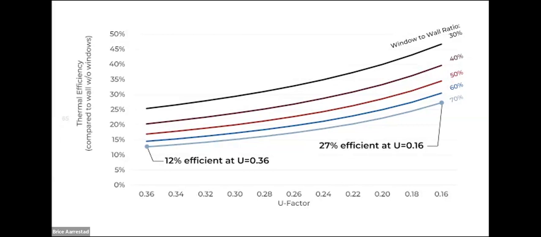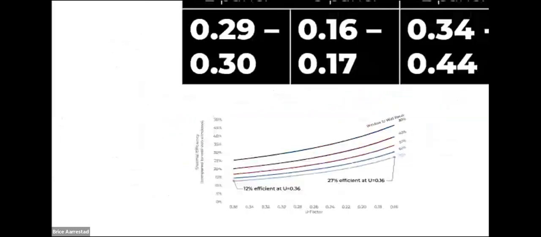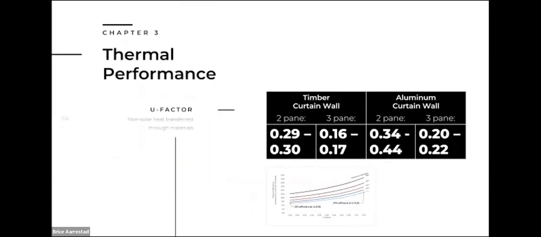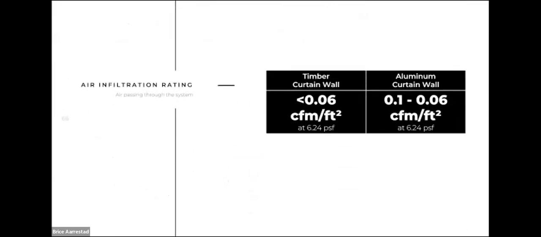So the next aspect of thermal performance we'll talk about is air infiltration. I talked about this with the Rock Ridge project, but a timber curtain wall can achieve less than 0.06 cubic feet per minute per square foot at a pressure of 6.2 pounds per square foot. Aluminum curtain walls can perform similarly, but generally on the upper end of that scale. This is pulling information from a variety of typical curtain wall manufacturing companies.